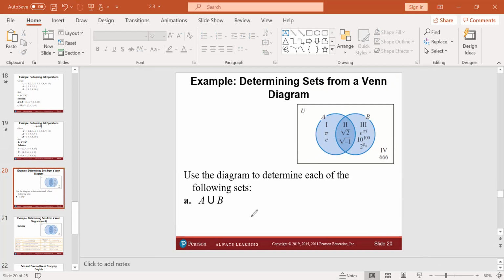A union B, so using this Venn diagram, this is going to be a set bracket. Okay, the elements in A, now we're going to ignore the Roman numerals here. Those aren't actually in the sets or anything. Those are just to tell me what the distinct sets are.